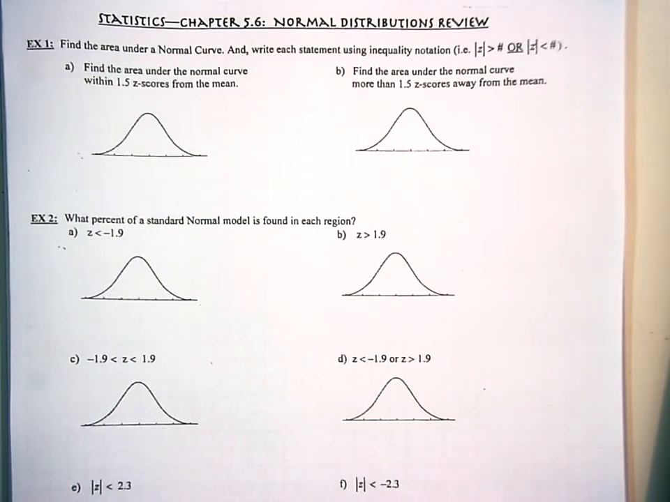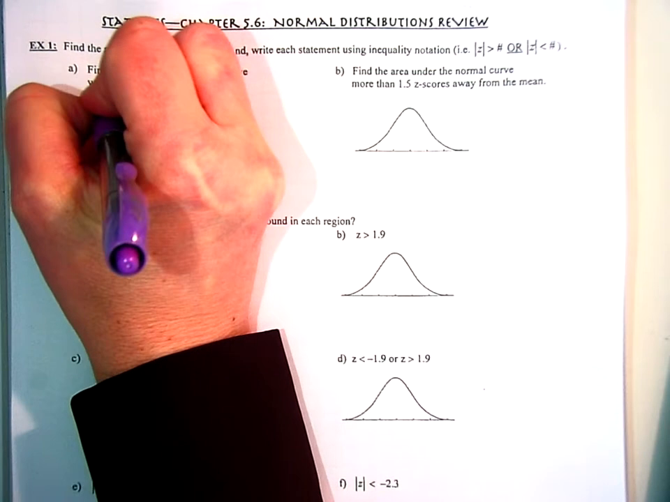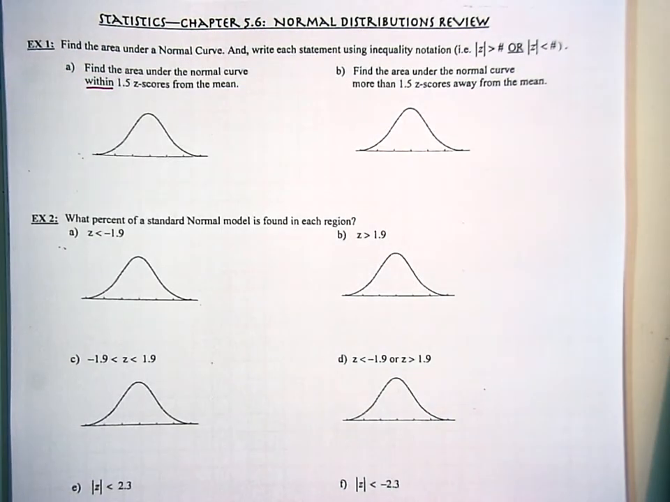Okay, so first up, find the area under a normal curve. Remember that the total area under any normal curve is going to be 1. I'm also saying write each statement using the inequality notation. So the absolute value of z is greater than a number, or its magnitude is greater than a number, or absolute value of z, its magnitude is less than a number. Okay, so here, find the area under the normal curve within 1.5 z-scores from the mean.